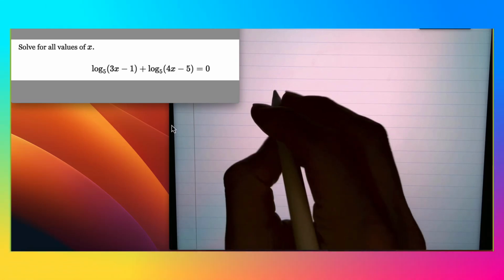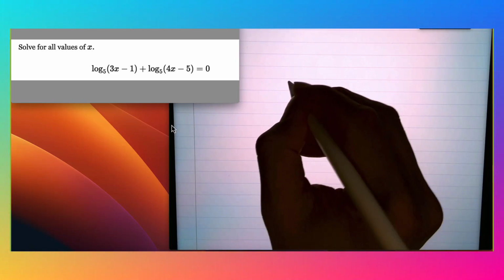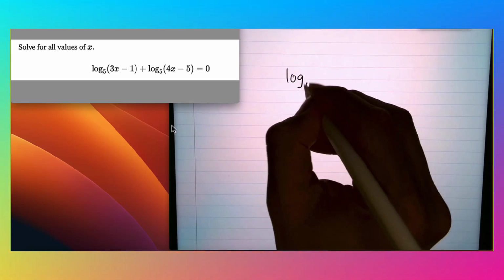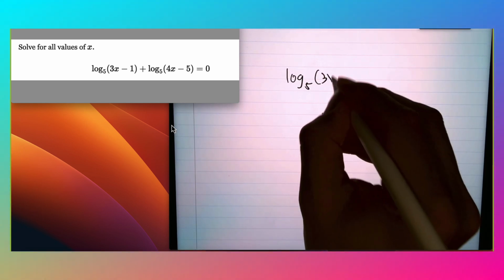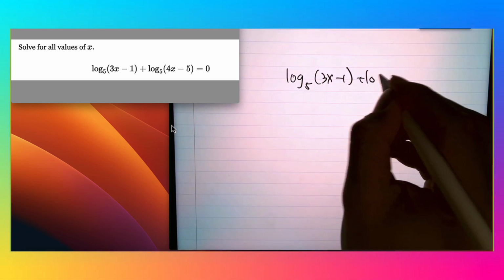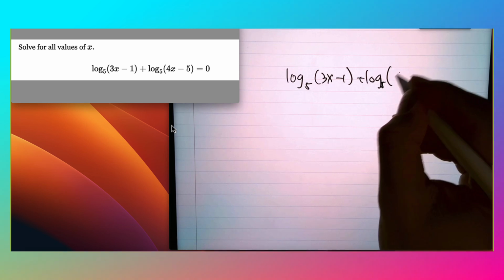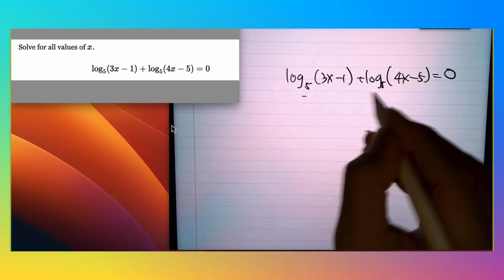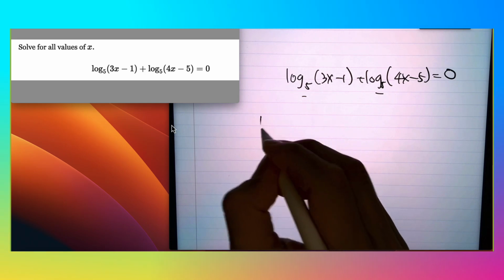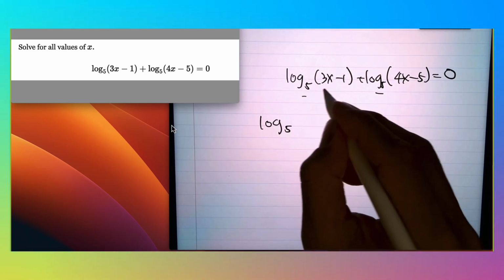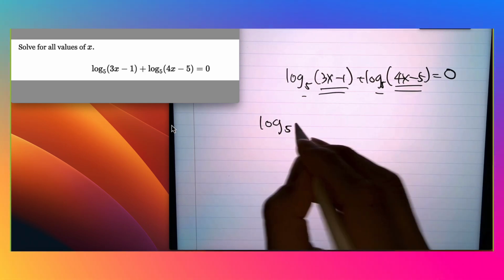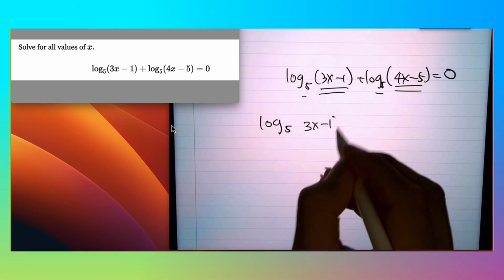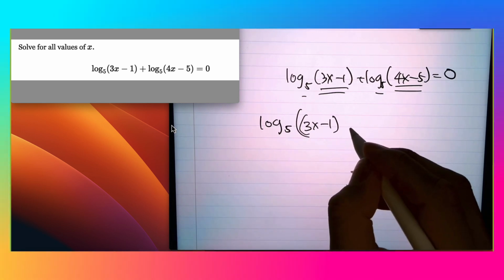Okay, so we have a log function to solve. We have the same base of 5, so that allows us to use a log property. Having the same base allows you to condense it: log base 5, and then these functions can multiply together within the same log base 5 function.